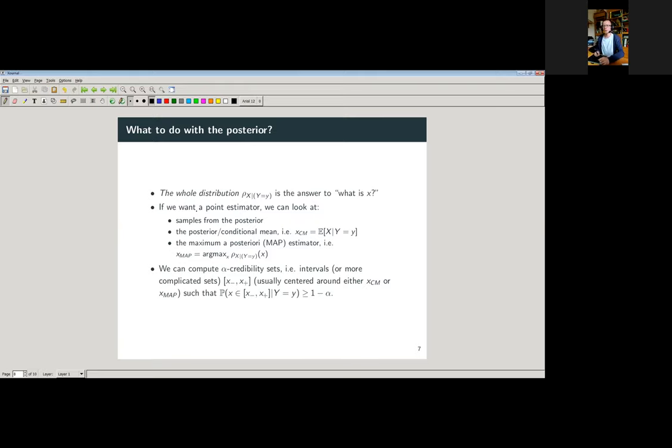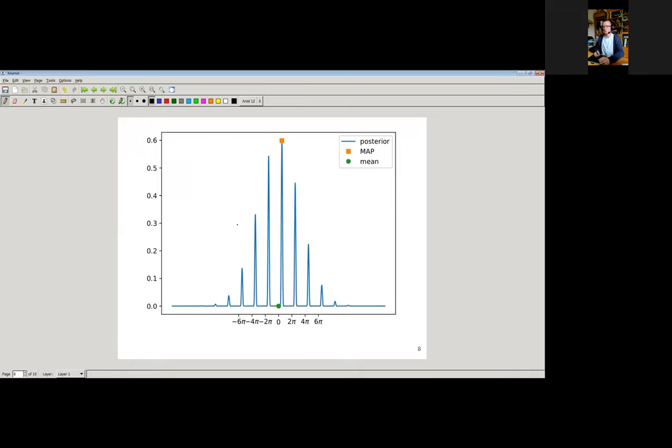Either we want to sample from this posterior. Sampling from this posterior would give us points here and here and next to that and here. Those are representative points for this measure. Or we could look at the MAP. Now you can visually see what the MAP is. It's the point of highest posterior density.